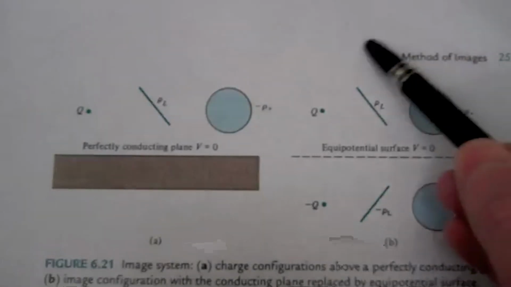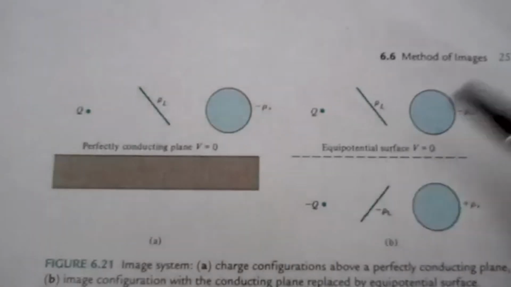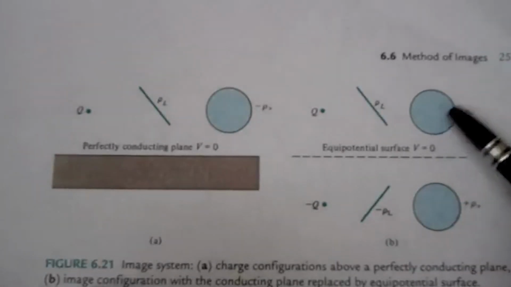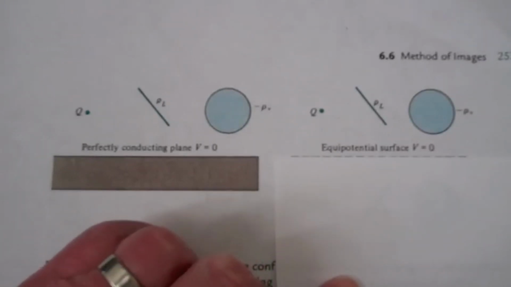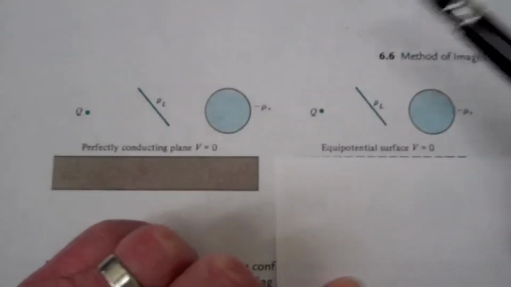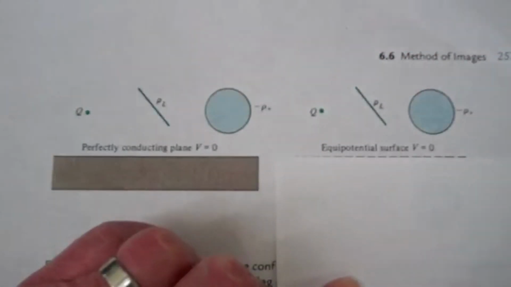Then when you solve this system to get the electric field pattern and the potential pattern everywhere, for the region above the dashed plane, you get the exact same result that is occurring for this collection of charges above a conducting plane.